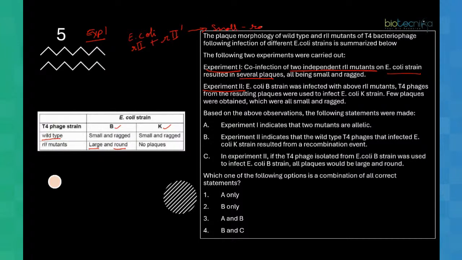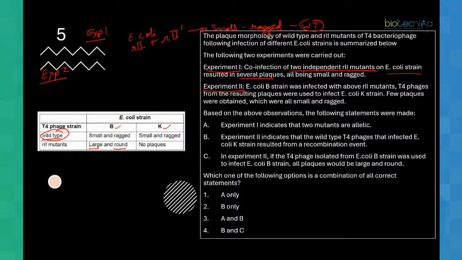Now, small and ragged. Which kind of T4 phages formed small and ragged plaques? The wild type. It means here we are getting wild type. Even though we infected two independent R2 mutants, when they infected the E. coli strain, they produced wild type progeny. Small and ragged plaques means it is wild type. What is experiment 2?